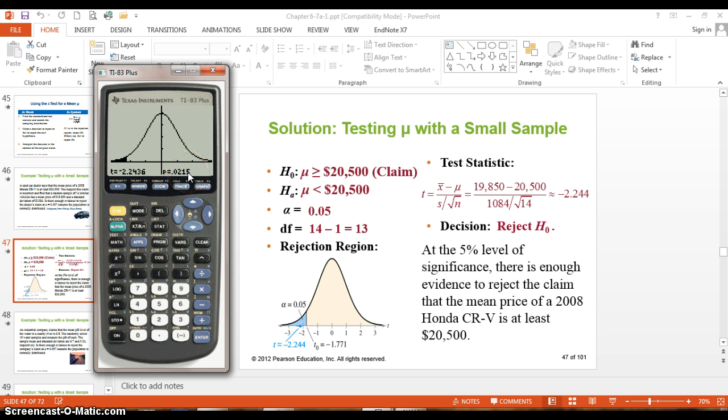So let's say we use the p-value approach instead of using critical values. Well, if our p-value is smaller than alpha, then we would reject the null hypothesis. 0.0215 is smaller than 0.05, so using the p-value approach, we would still reject H0. And again, that's enough evidence to basically put an X next to our claim, saying we can't believe this claim anymore. So we still have enough evidence to reject that the CRV is at least $20,500.